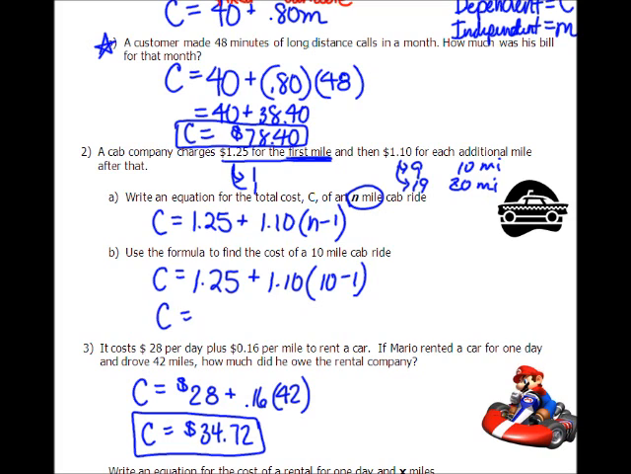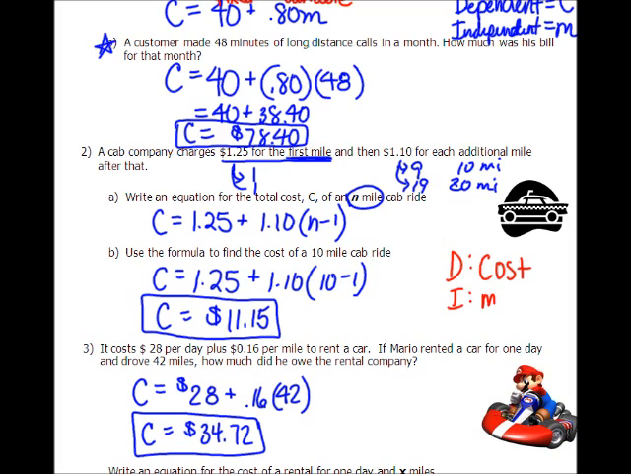So my final cost is going to be $11.15. Identify your dependent and independent variables. So my dependent is going to be my cost, and my independent is going to be my miles. Yes? Fixed and variable. My fixed is the $1.25, and my variable is the $1.10.